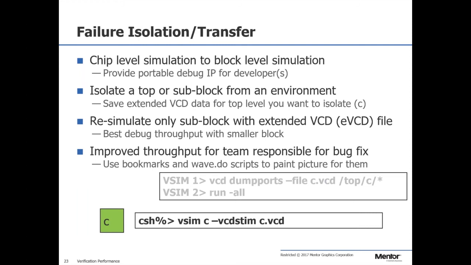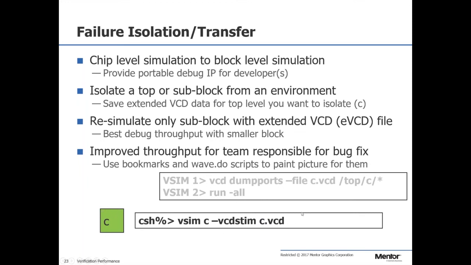to see if that fixes the bug that I found. And instead of running my whole design, because I don't have a test bench for block C, I can say vsim just block C, and I can use as stimulus that variable change dump file that I saved earlier. And so now this is only a small little design.